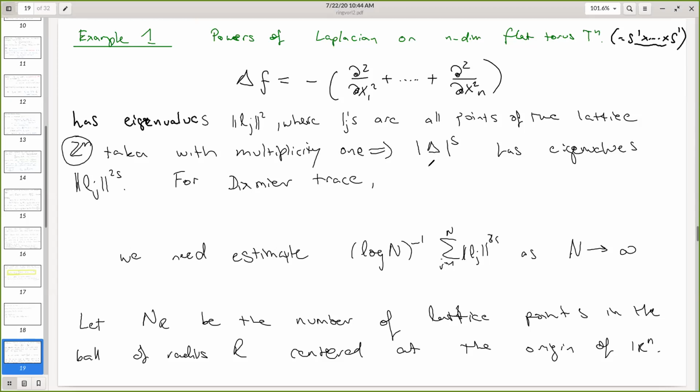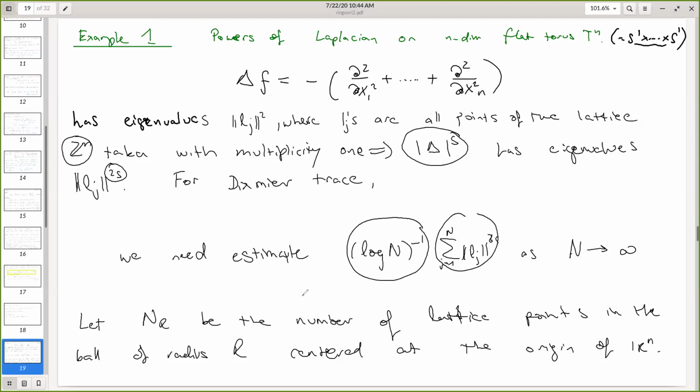Now we want to see what that means for the case where we take the Laplacian to the power of s. That means it has eigenvalues L_j to the power of 2s. And now for the Dixmier trace, we need to estimate this product, and then take the sum as n goes to infinity and see when this converges. So here it's done in this way.